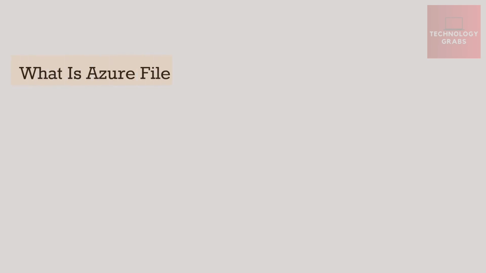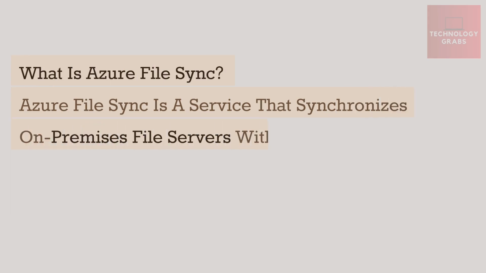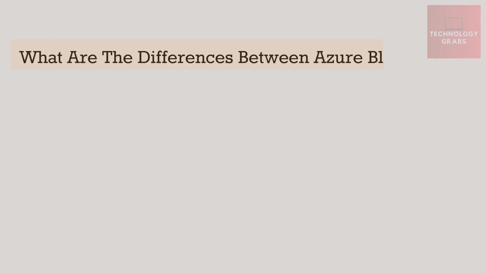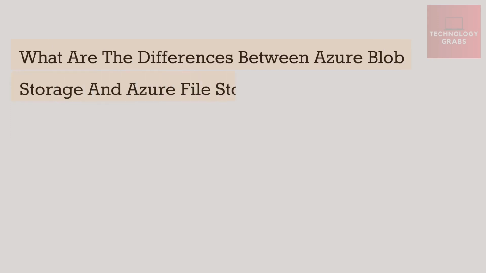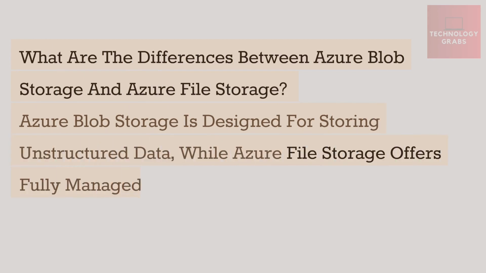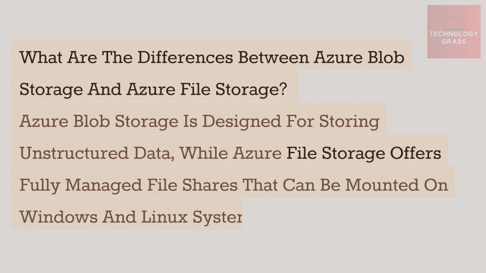What is Azure File Sync? Azure File Sync is a service that synchronizes on-premises file servers with Azure Files, enabling centralized file management and cloud backup. What are the differences between Azure Blob Storage and Azure File Storage? Azure Blob Storage is designed for storing unstructured data, while Azure File Storage offers fully managed file shares that can be mounted on Windows and Linux systems.